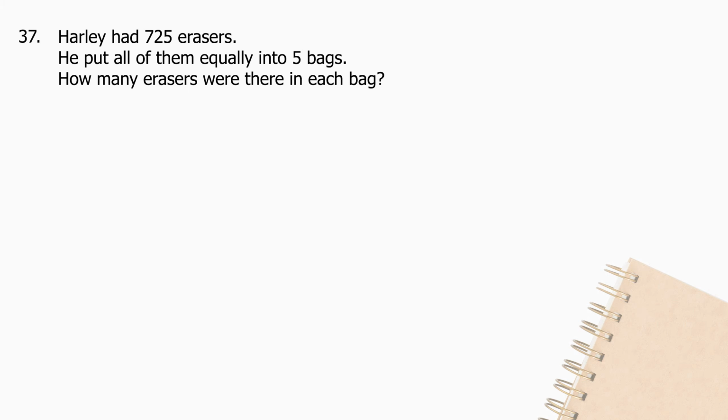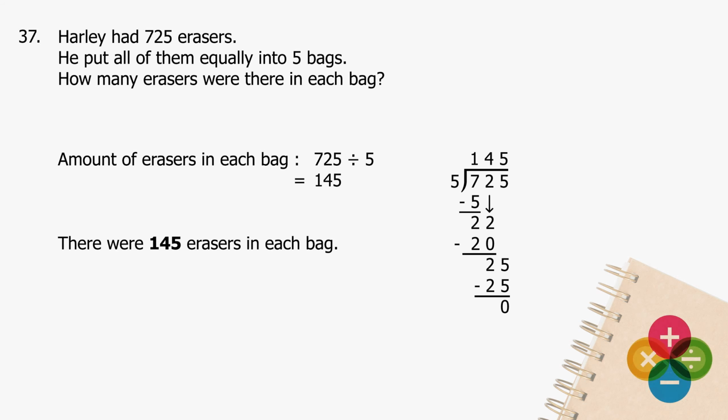Question 37. Harley had 725 erasers. He put all of them equally into 5 bags. How many erasers were there in each bag? The amount of erasers in each bag will be, divide 725 by 5, and the quotient is 145. There were 145 erasers in each bag.